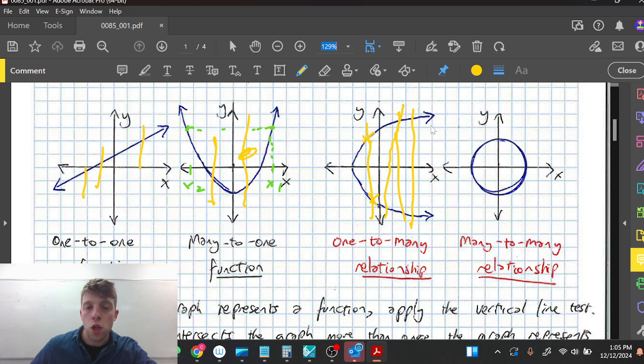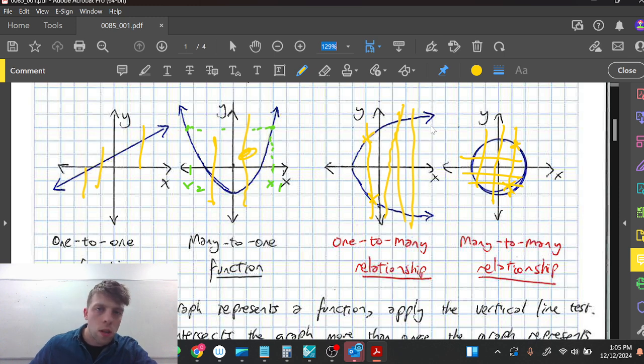We call that a relation. So that's not a function. It failed the vertical line test. Same with this one over here. We try and draw some vertical lines. It passes through twice. So therefore, this is not a function, this is a relation. This one also fails the horizontal line test as well.